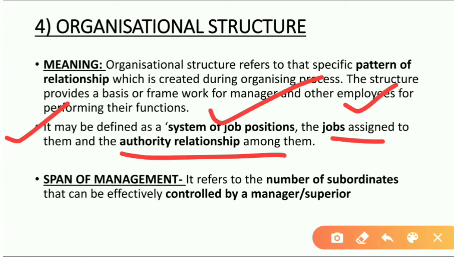Now it also tells us the authority relationship among them. See, as I told you, authority means the power. The power to take any decision is known as authority. Authority relationship means that the organizational structure tells us about who has been given the power to take decisions.